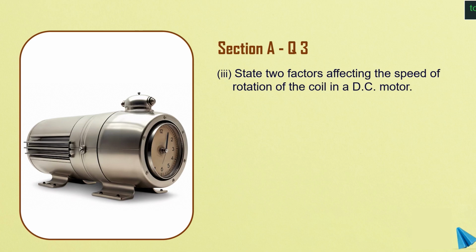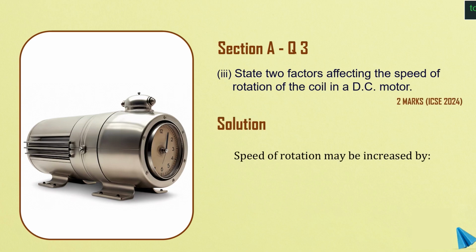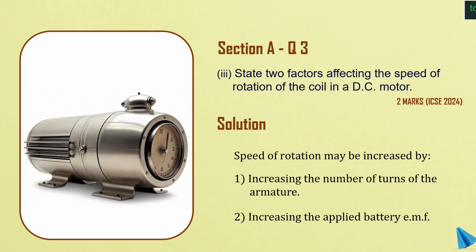Let's have a look at the next question. It says, state 2 factors affecting the speed of rotation of the coil in a DC motor. Let us see the solution. The speed of the rotation may be increased by increasing the number of turns of the armature and increasing the applied battery EMF.